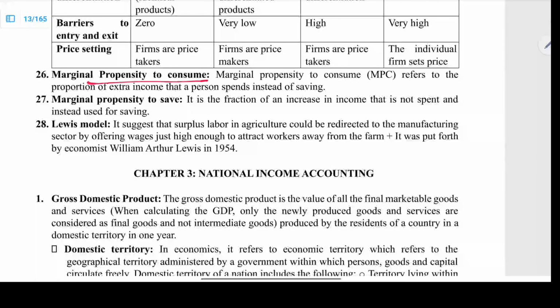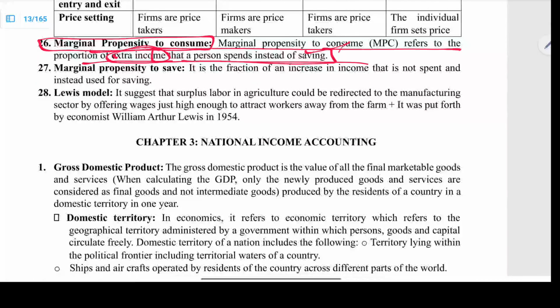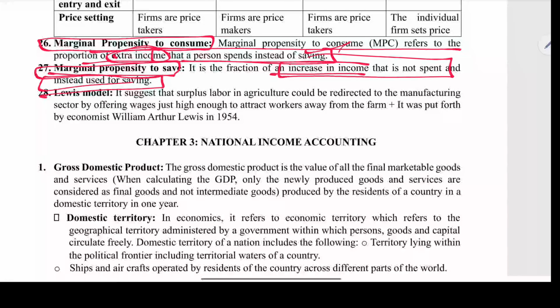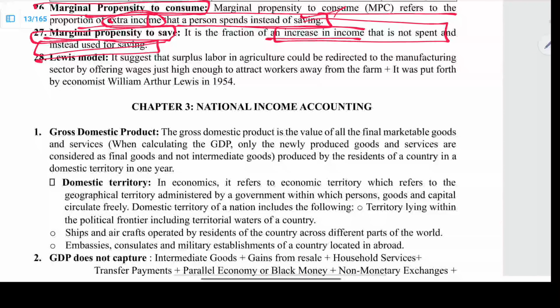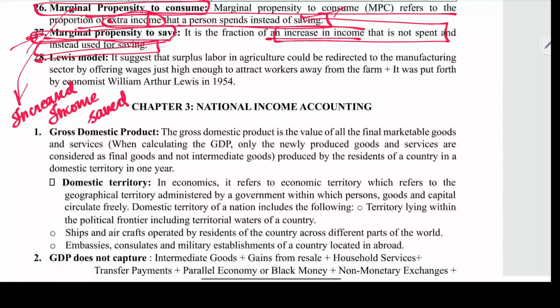What is marginal propensity to consume? It is the extra income that a person spends instead of saving. Marginal propensity to save is the increase in the income that is not spent; instead, it is used for saving. So we say here that the increased income is saved in the marginal propensity to save.